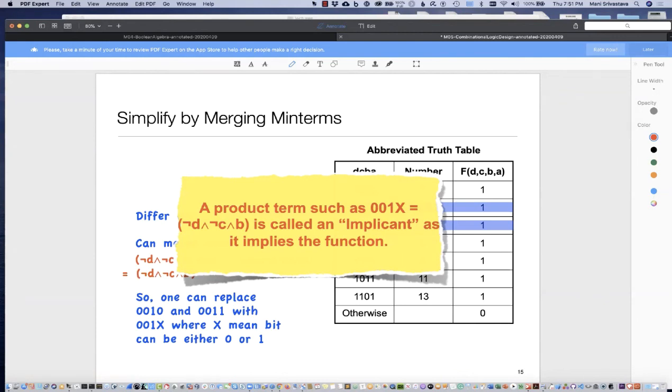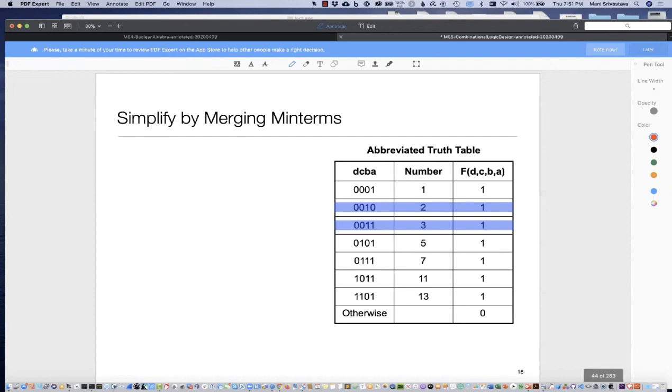So that's the idea, that whenever, in our case, whenever not D or not C or B takes the value 1, then the function is 1. So this implies the function. So it's called an implicant. So this is a new definition we saw.